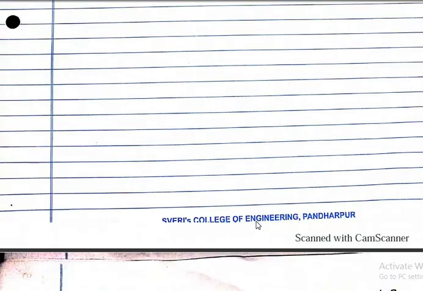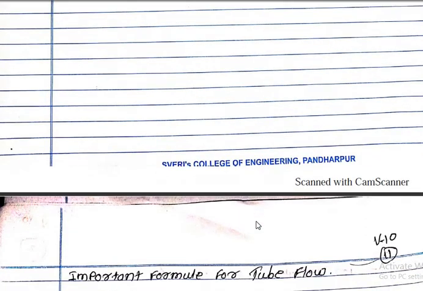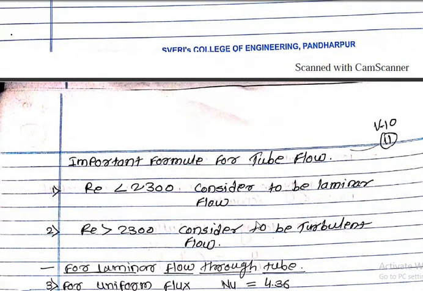Now we are going to see the problems related to flow through a tube. Before starting the example, we should look into some important points related to flow through a tube. In the case of flow through a tube, if the Reynolds number is less than 2300, it is considered laminar flow, and if the Reynolds number is greater than 2300, it is considered turbulent flow.